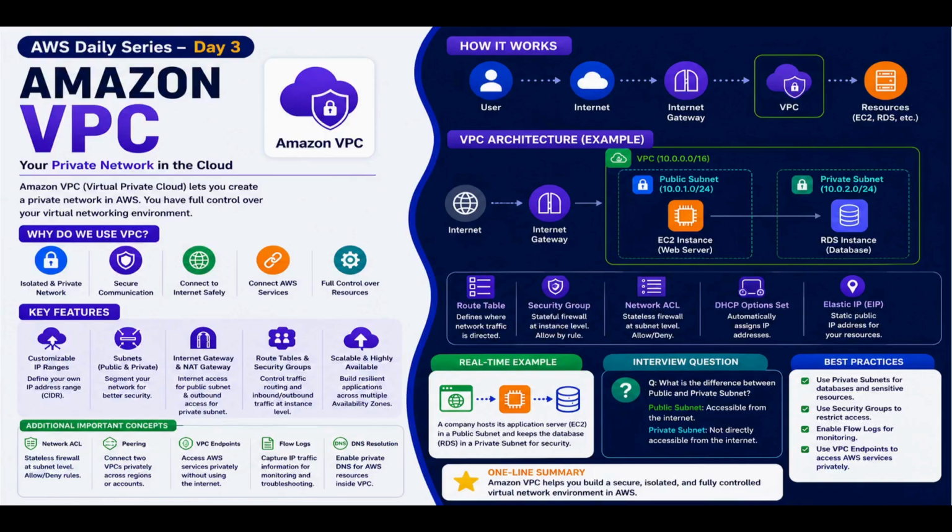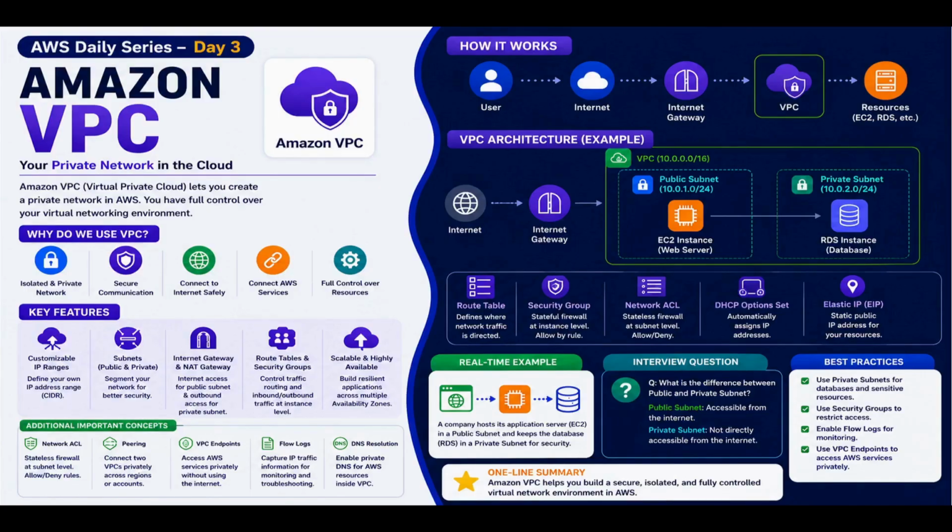Now, let's talk about security groups. Security groups act as virtual firewalls at the instance level. That means they control which traffic is allowed into EC2 instances. For example, allow HTTP traffic on port 80, allow SSH access on port 22, or block unwanted traffic. And another security layer is network ACL. Unlike security groups, network ACL works at the subnet level. That means it supports both allow and deny rules. So in AWS, security groups work at instance level, network ACL works at subnet level.